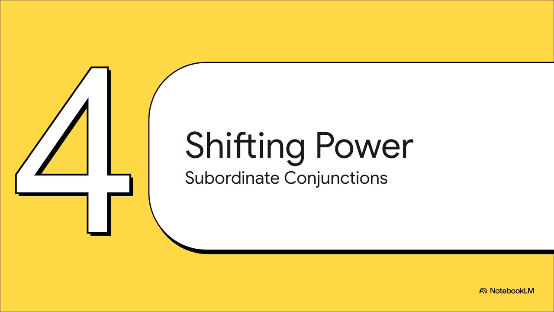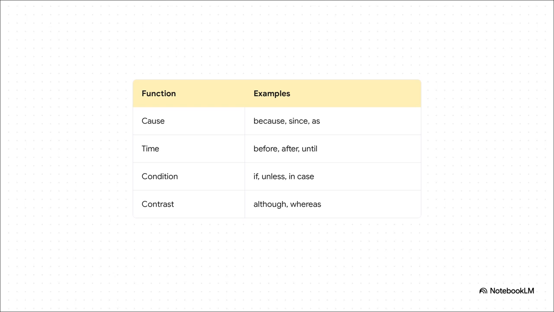Perfect symmetry. Let's shift gears to part 4, shifting power with subordinating conjunctions. So if coordinating conjunctions create equal partnerships, subordinating conjunctions create a boss and employee dynamic between your clauses. Let's walk through the 4 main functions.